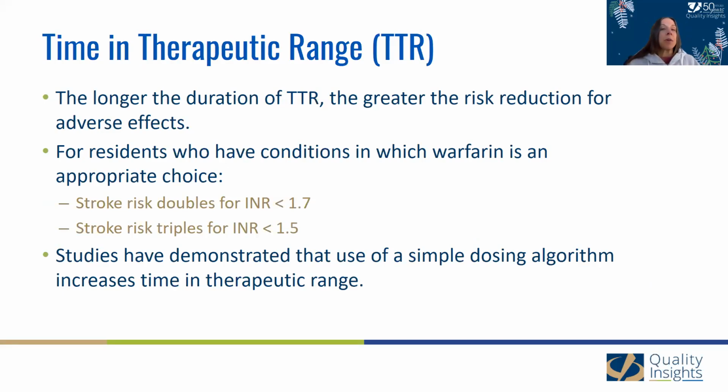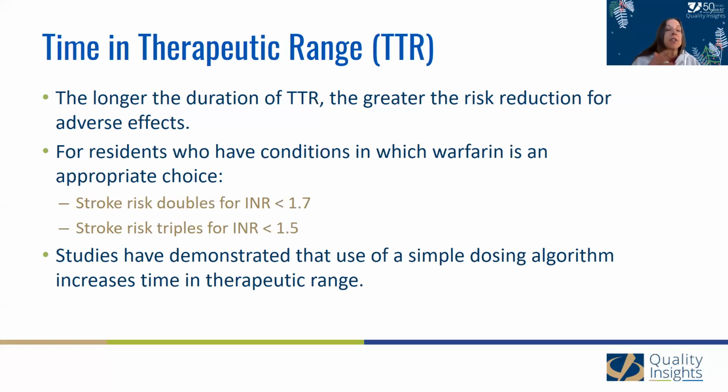So the time in therapeutic range is the amount of time that a resident spends in that INR range, which they need to be in. So it's typically 2 to 3. If the individual spends 100% of their time with their INR within 2 to 3, that's absolutely fantastic. They're 100% within the therapeutic range. The longer the period of time that a resident is within therapeutic range with their INR, the less risk they're going to have for adverse events like stroke, or increasing their clot.